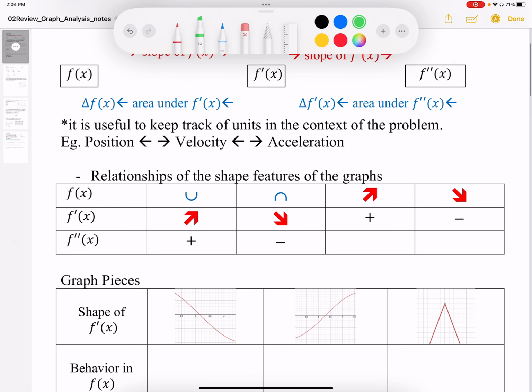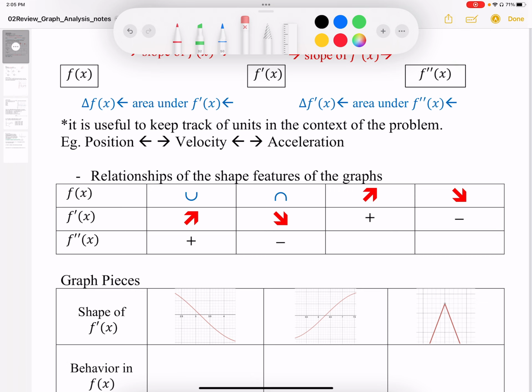So it's good to relate the functions to their shapes. First of all, the second derivative here. If we talk about a positive second derivative, we're talking about concave up on the original function f. If we talk about a negative second derivative, we're talking about concave down on the original f graph.